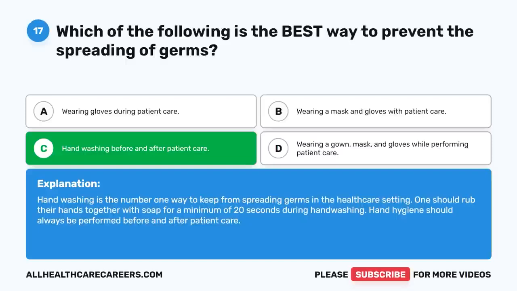Hand washing is the number one way to keep from spreading germs in the healthcare setting. One should rub their hands together with soap for a minimum of 20 seconds during hand washing. Hand hygiene should always be performed before and after patient care.